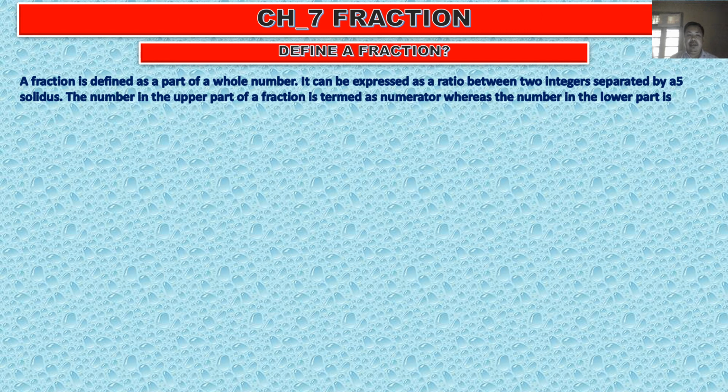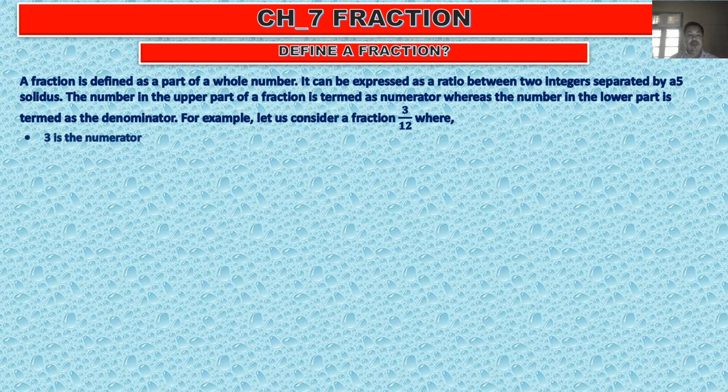The number in the upper part of the fraction is termed as numerator, whereas the number in the lower part is termed as the denominator. For example, let us consider a fraction 3 by 12, where 3 is the numerator and 12 is the denominator, and it is separated by a small line that is called solidus. 3 by 12 we have to read as 3 by 12.